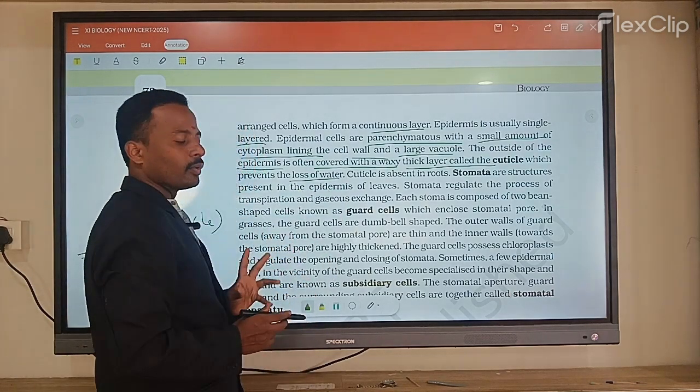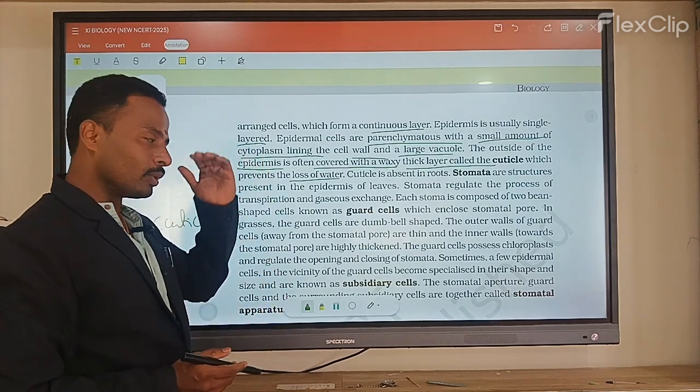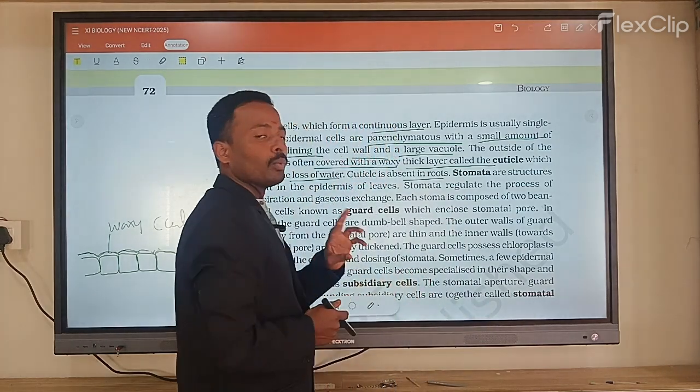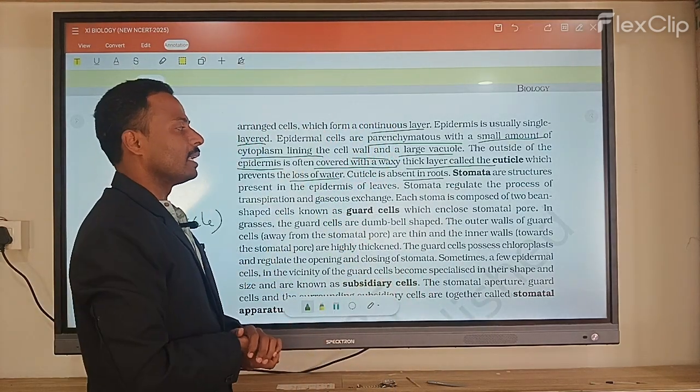The major function of the cuticle is what? To prevent, that is, to decrease water loss. The cuticle is absent in root hairs. Mostly in the roots, the cuticle is absent.